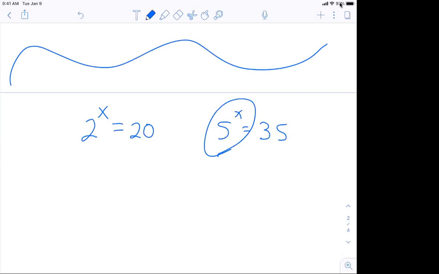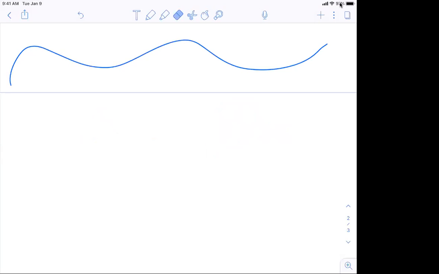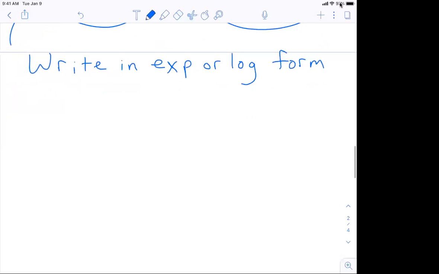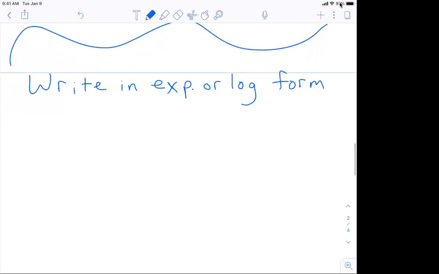It undoes it. That's a real quick introduction, but what I want to show you is how we can write in exponential and log form. All right, so that is EXP. I know that looks like a poorly spelled word there. So write in exponential or log form.